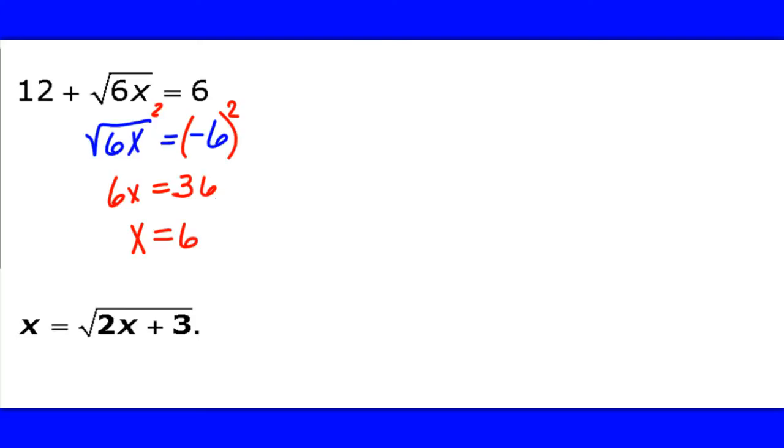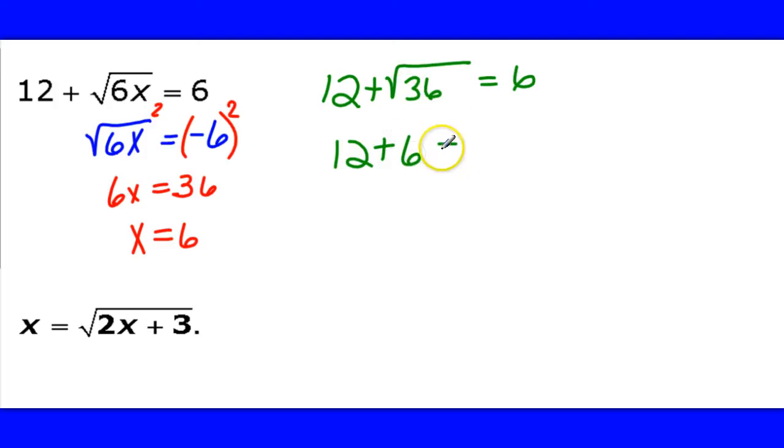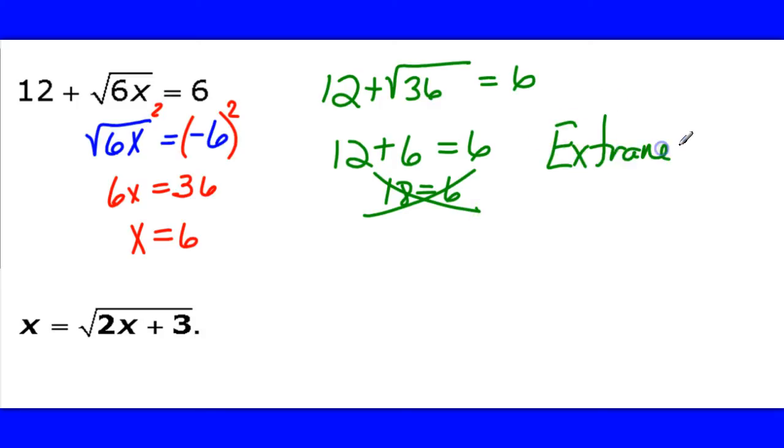So now I'm going to go back and check that when I put that in there. That's going to give me 12 plus the square root of 6 times 6, which is 36, equals 6. 12 plus the square root of 36, which is 6, equals 6. This tells me that 18 is equal to 6. That's not true. This is what we call an extraneous solution. Okay, so in this case, there is no solution for this.